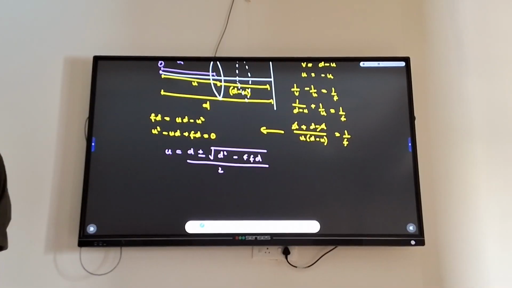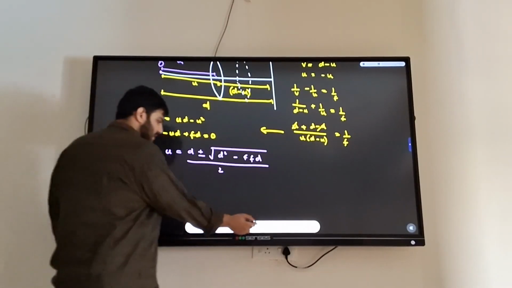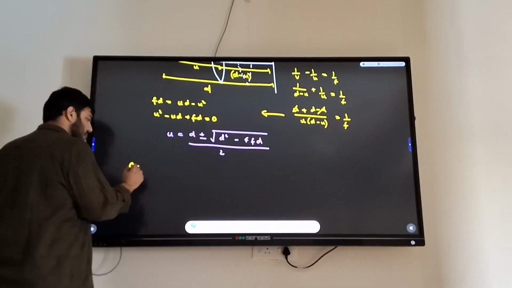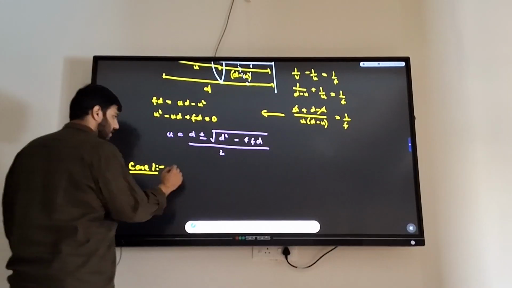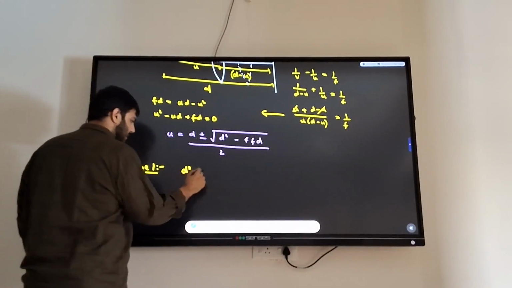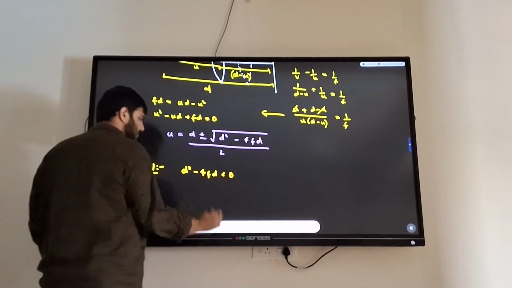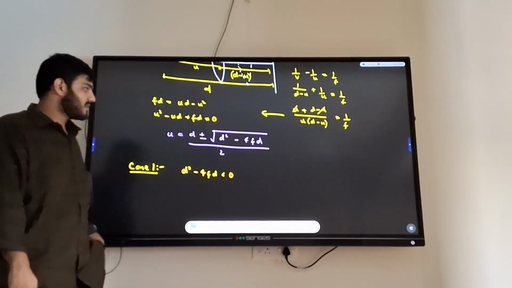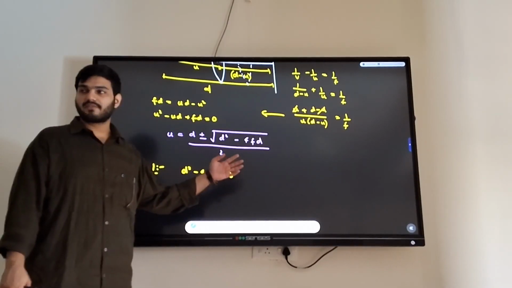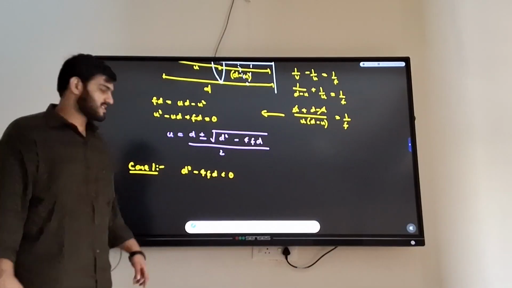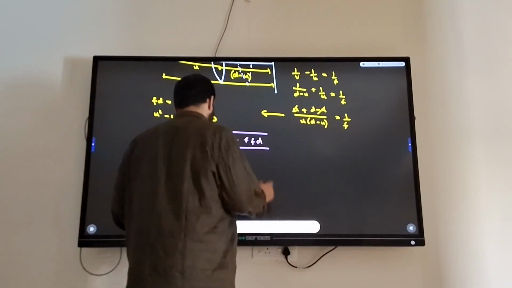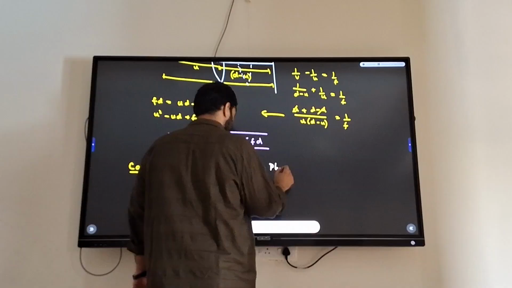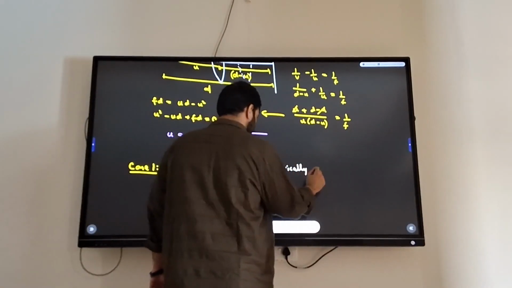Let's try to look into cases now, and at the end of case 3 you will understand everything. Case 1 is where d square minus 4fd is less than 0. Does this case exist? No, because it's negative and the root cannot be taken. That will not give me any physically acceptable answer. So it's a physically impossible case.